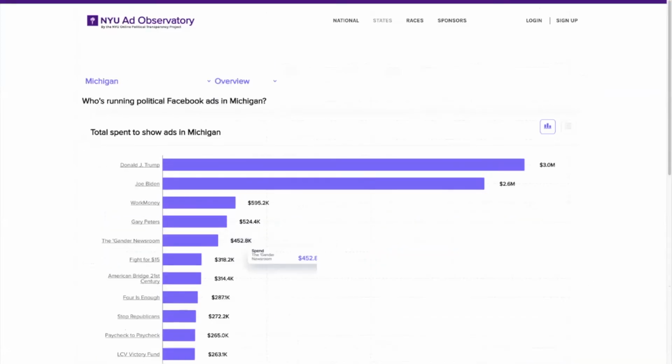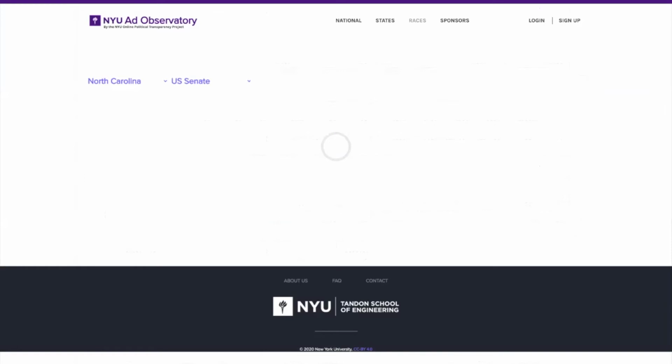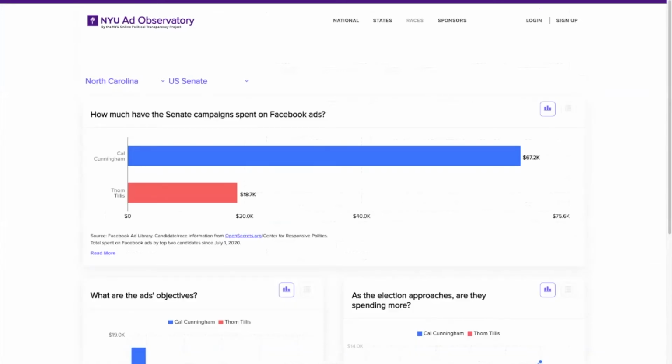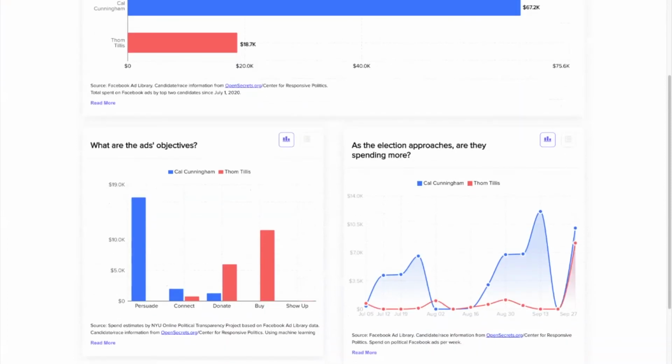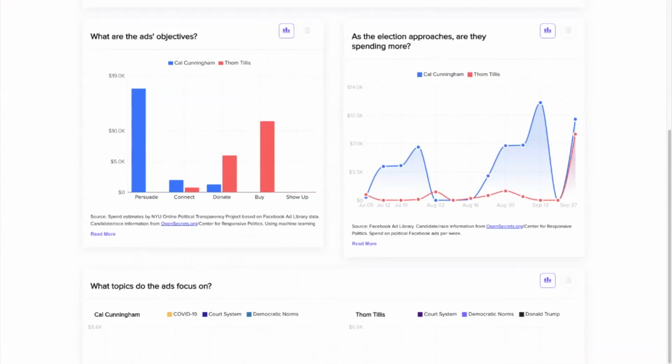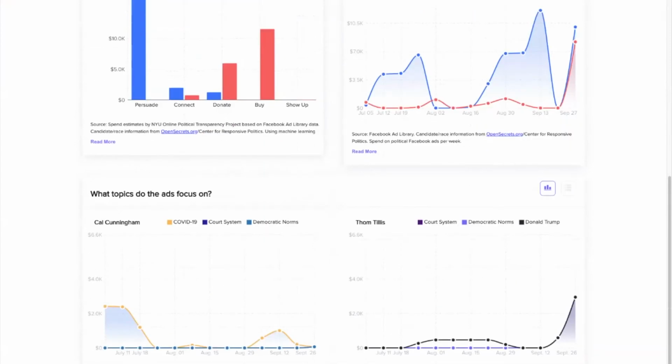Let's look at a congressional race. Here's the head-to-head information for the North Carolina Senate race. Cal Cunningham has vastly outspent his opponent, Tom Tillis, and they're largely spending money on different types of ads. They're also talking about different topics.